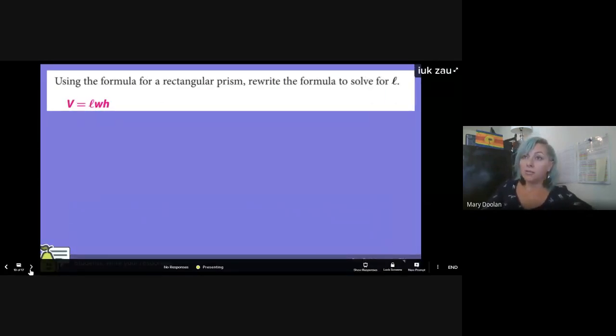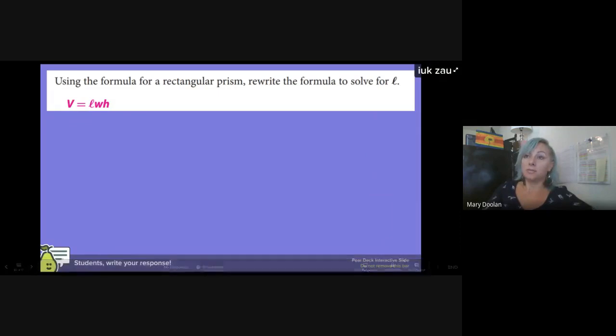So using the formula for a rectangular prism, which is given here in pink, capital V stands for volume is equal to length times width times height. You're going to rewrite the formula to solve for L. What would that look like? We just did the formula where we solved for H. But now I'm asking you to solve for L.